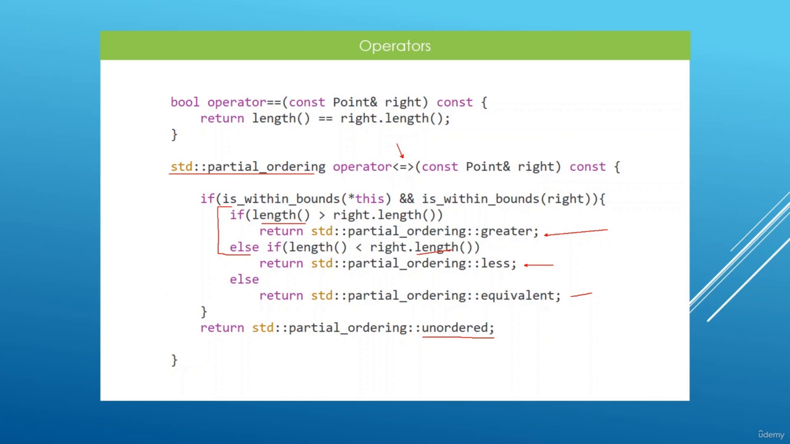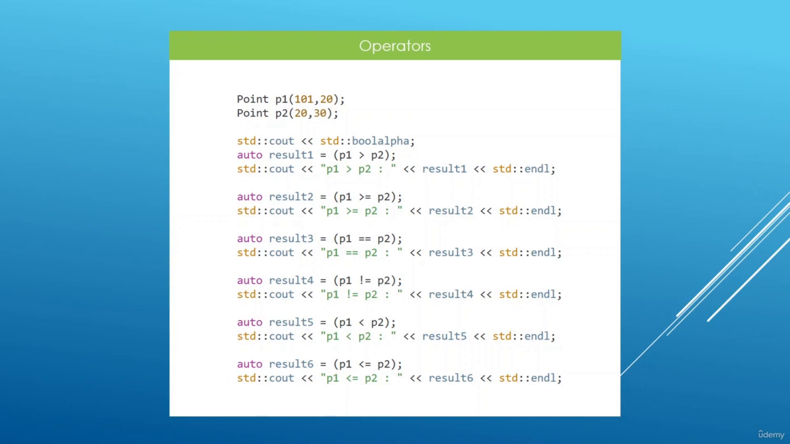We're going to return that here. And because we have a custom three-way comparison operator, we are also going to put in an equals operator, which is going to compare based on the length. And this is what we are doing here. Once we have these operators in, we will be able to compare our points. This is going to work like we want.